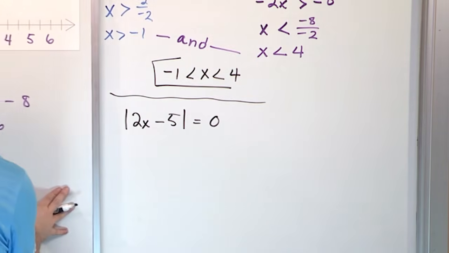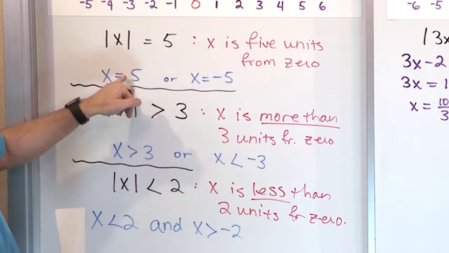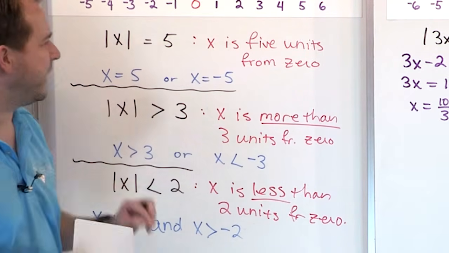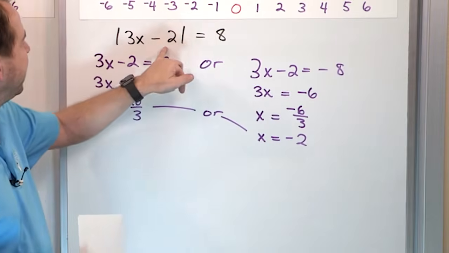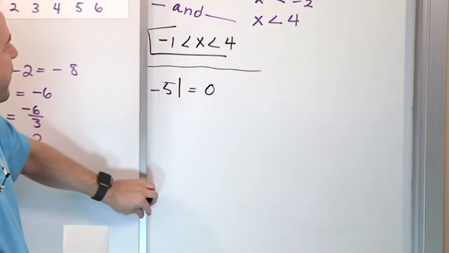Now, we had a similar set of problems. We said when we had an absolute value equal to a number, it could say the inside is equal to 5 or negative 5. We actually did one here. We said the inside could be equal to 8 or the inside could be equal to negative 8. But this is why I wanted to do this problem.